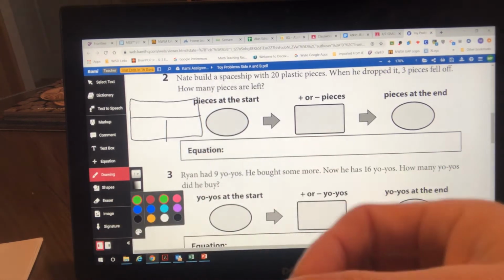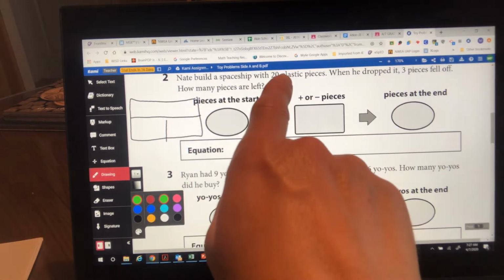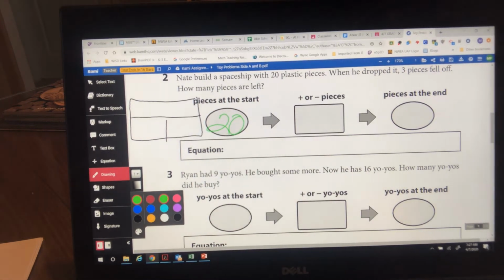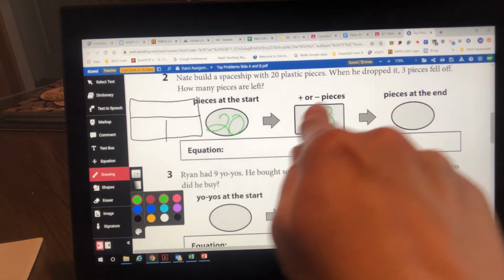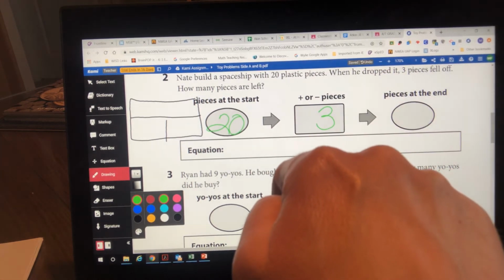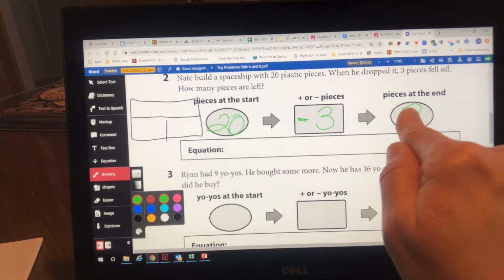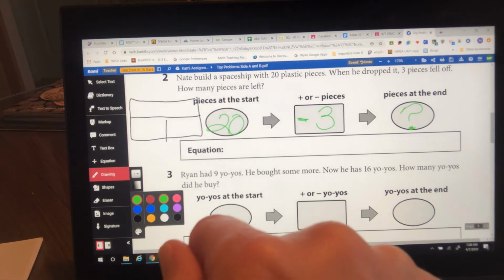So Nate had some plastic pieces on his spaceship. He dropped it, and some of them came off. And we want to know how many pieces are left. So let's fill this out. In the beginning of the story, Nate had 20 plastic pieces. But that changed when 3 of the pieces fell off. So this time, our change isn't a mystery, is it? And when it falls off, it goes away. And this time I'm looking for how many are left. That's my mystery at the end, okay?